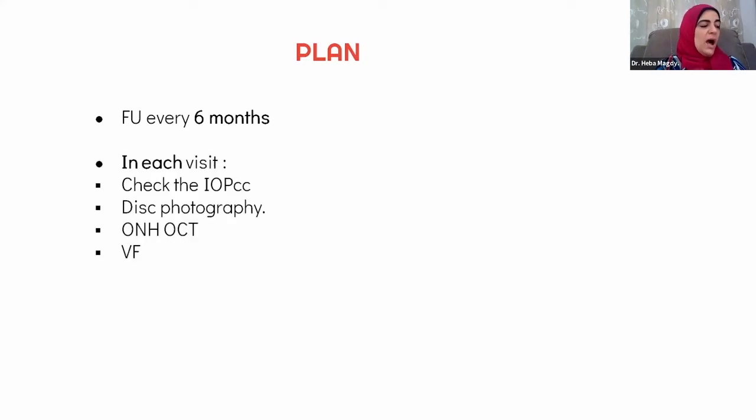But actually, this patient has to be followed up every 6 months because he has multiple risk factors to develop glaucoma. And in each visit, you have to check the corrected intraocular pressure, you have to check the optic disc appearance, and I will also ask for a new visual field, OCT for the retinal nerve fiber layer and ganglion cells, as well as optic disc photography for better follow-up of the optic nerve changes.